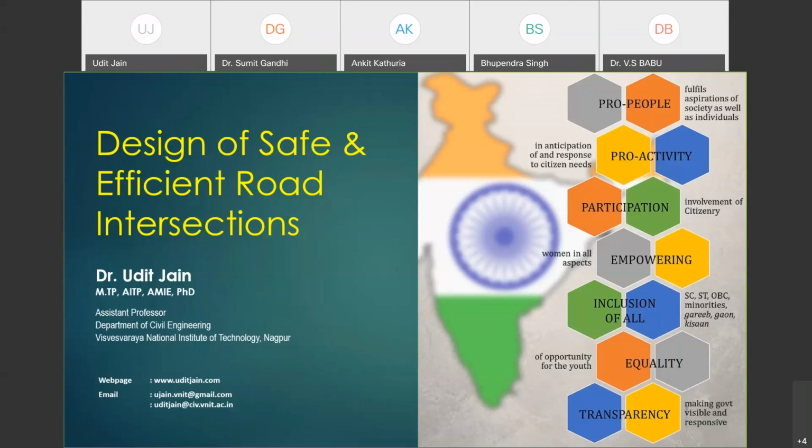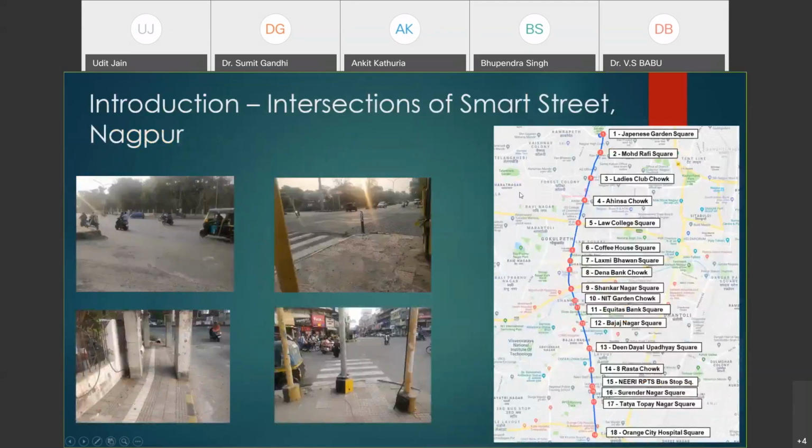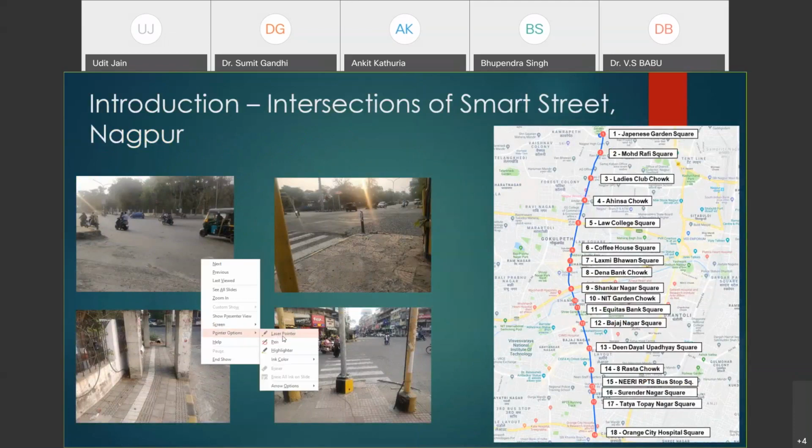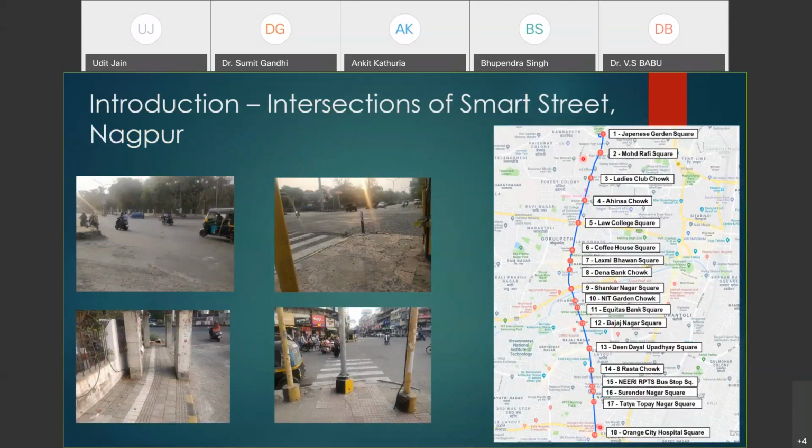First of all, I would like to talk about a project that we are working on. We have a memorandum of understanding with the Nagpur Smart City Mission. Nagpur Smart City Mission has declared a corridor in Nagpur as the Smart Street. This corridor stretches for about 10 to 12 kilometers and has a total of 18 intersections. You can see in this map, this is the smart corridor which runs from Japanese Garden Square to Orange City Square, and it has a total of 18 intersections.